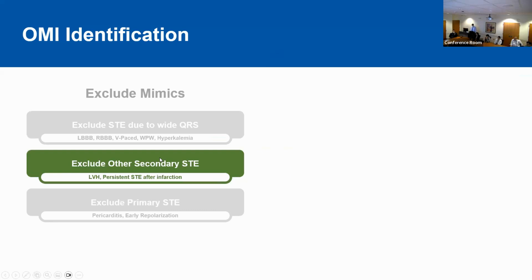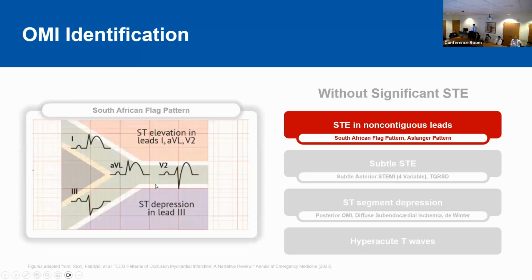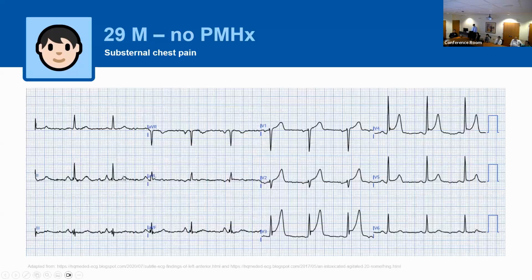I also know that you guys are experts at identifying and distinguishing LVH and LV aneurysms on the ECG from their mimics, as well as pericarditis and early repol and Wellens pattern. And while I recognize that the South African flag pattern has emerged as a fan favorite among many of our fellows, in the interest of time, I'm just going to focus on the last three subgroups of OMI patterns. The first of which I'd like to highlight is terminal QRS distortion.